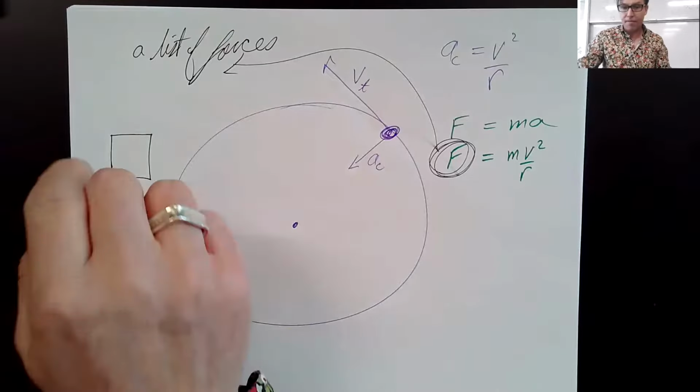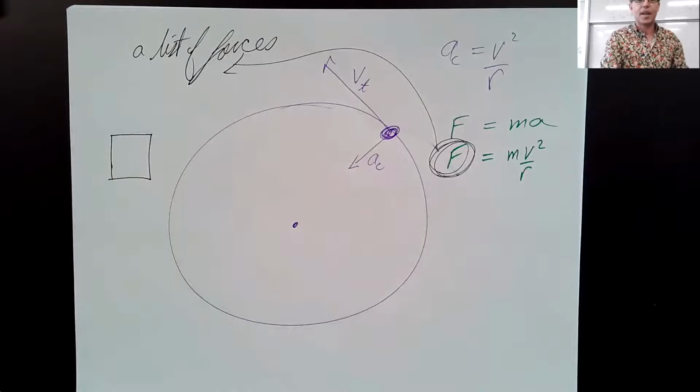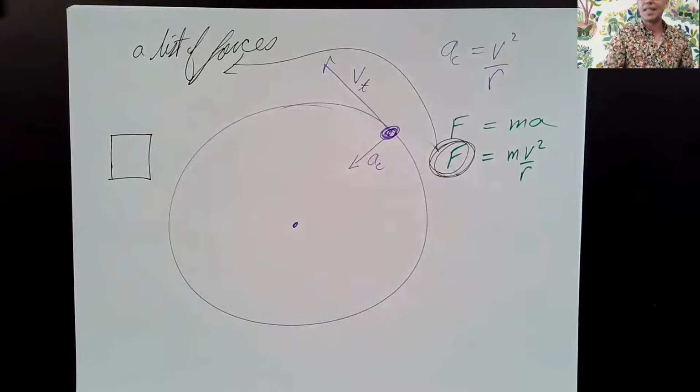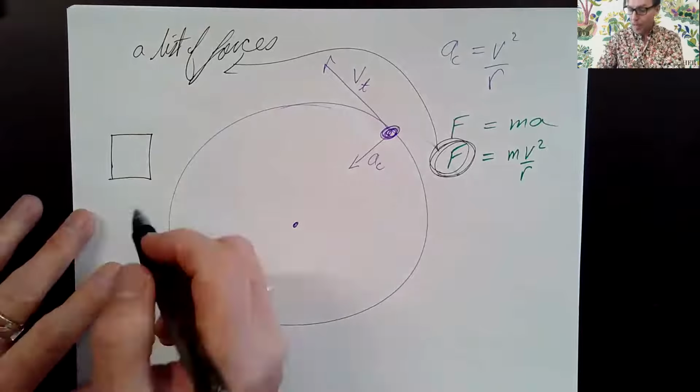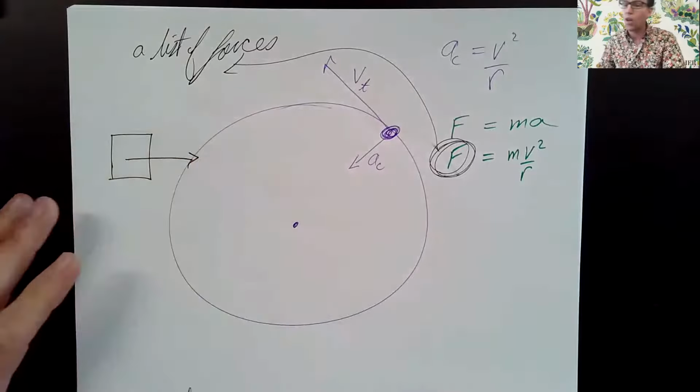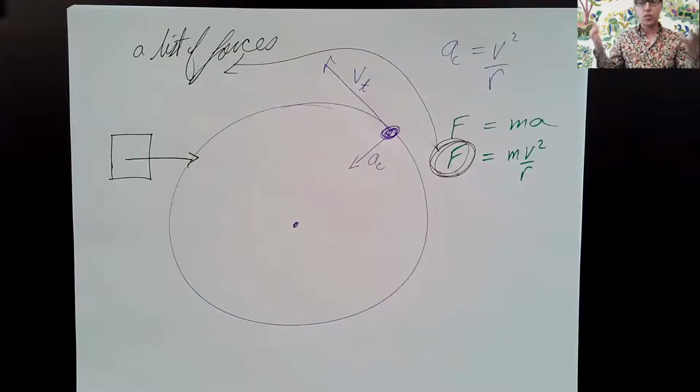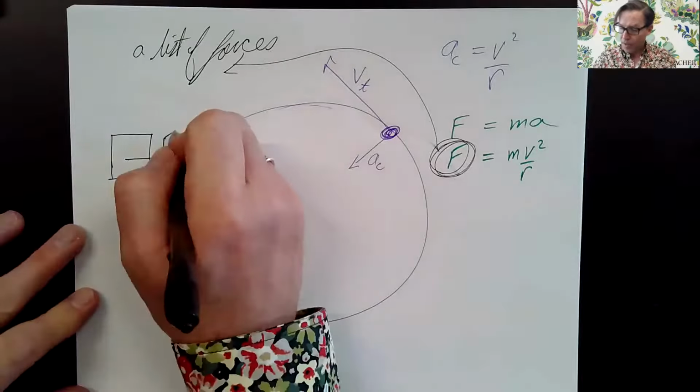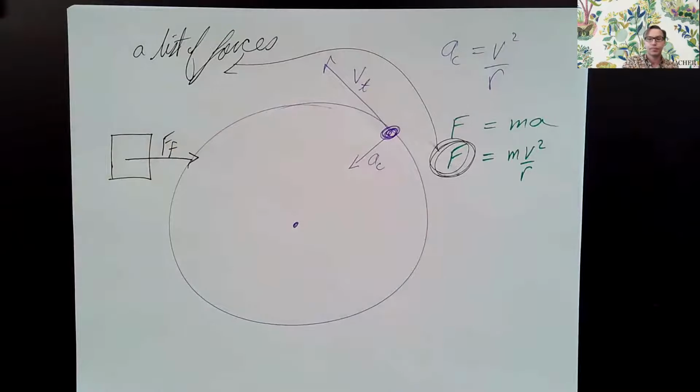So on my free body diagram here, now I'm going to go back and have my pretty virtual background. On my free body diagram, I would draw this, and I would not call that the centripetal force. I would say, who's doing the pushing? My hand is pushing it toward the center. In other words, that's a frictional force.